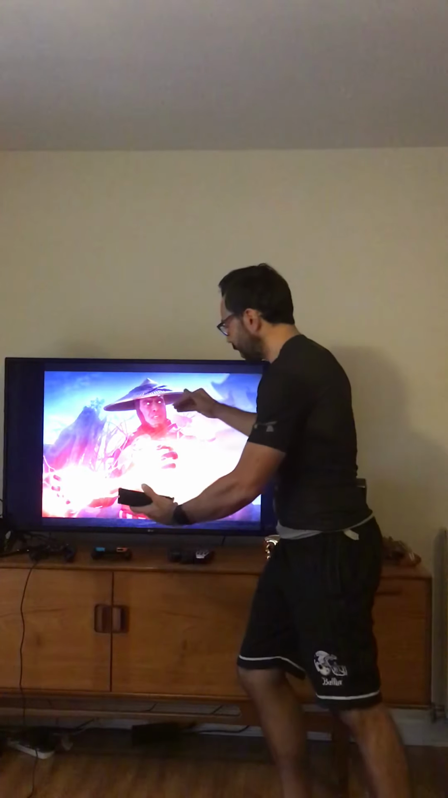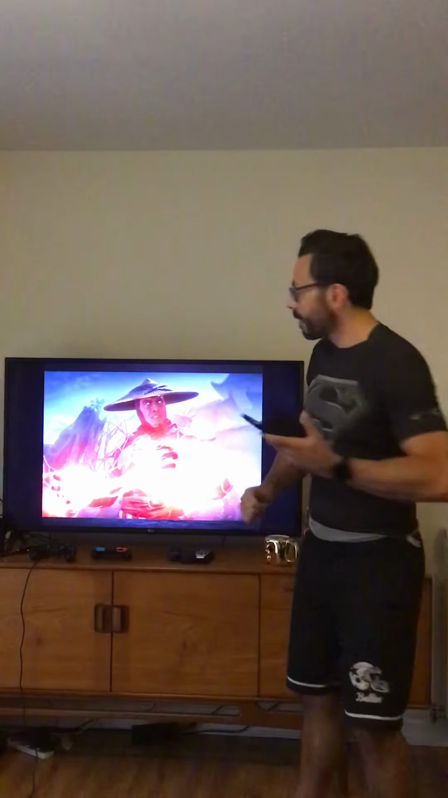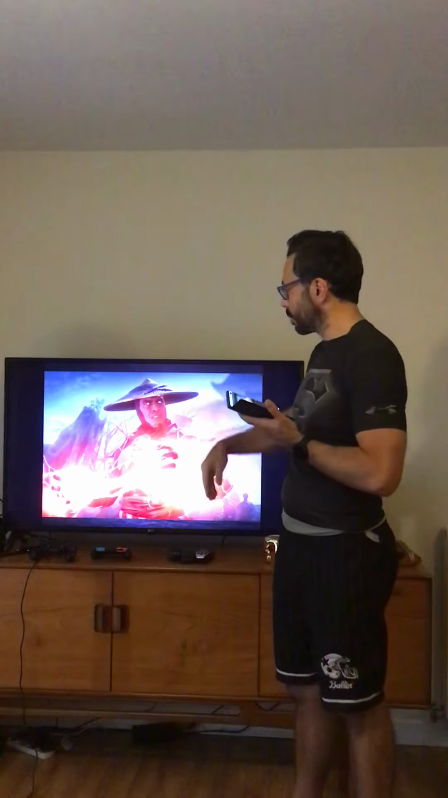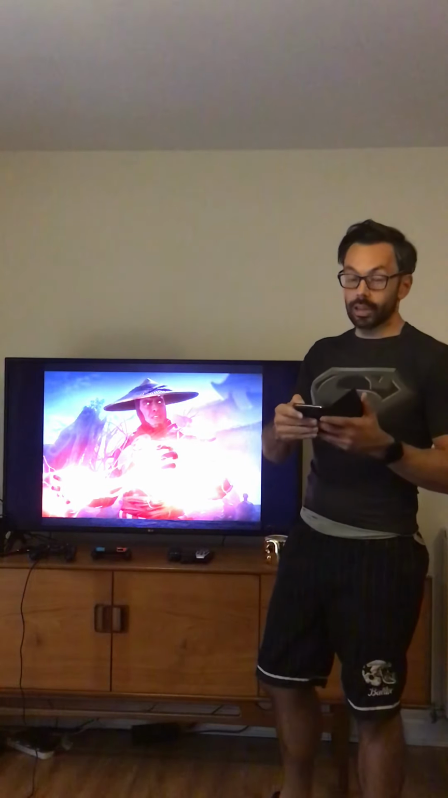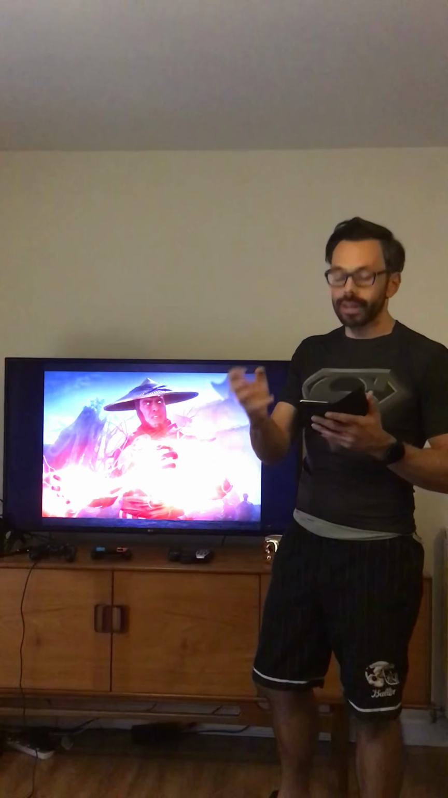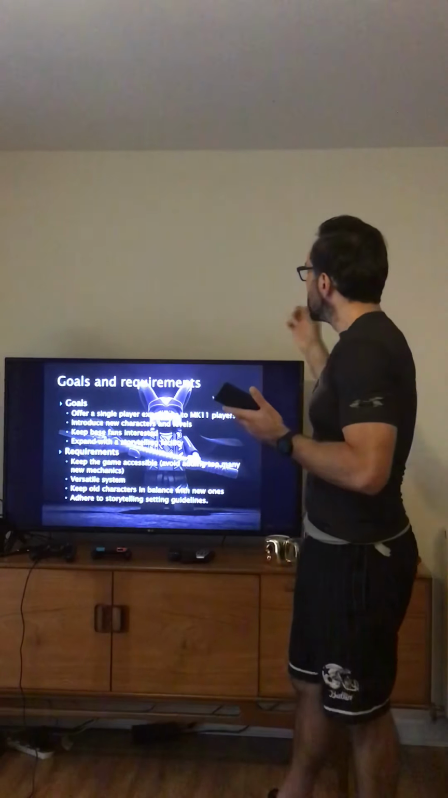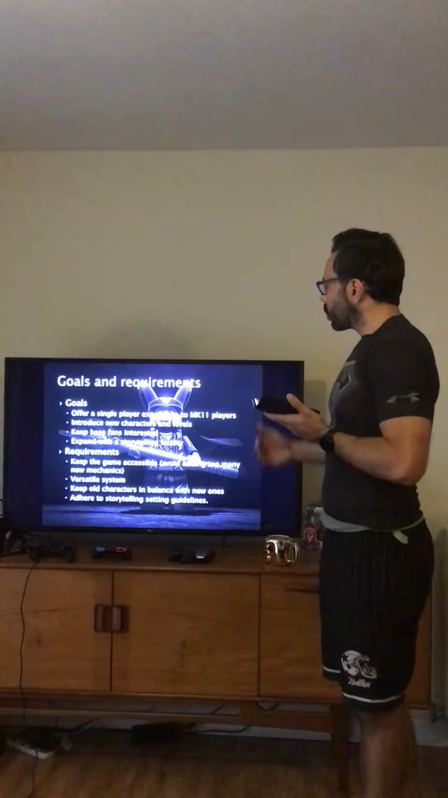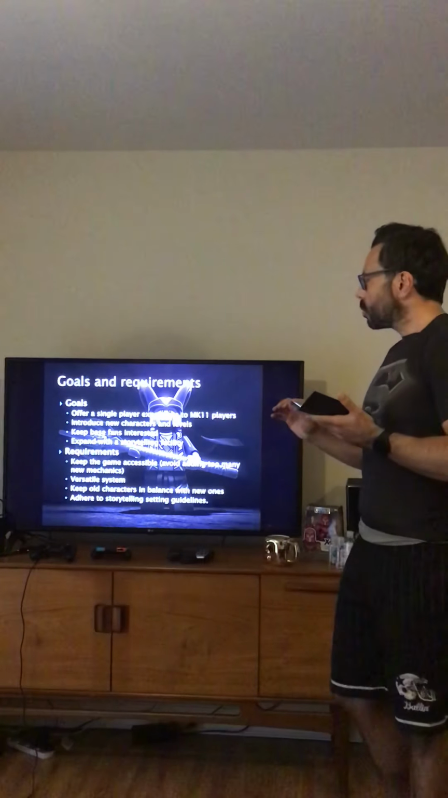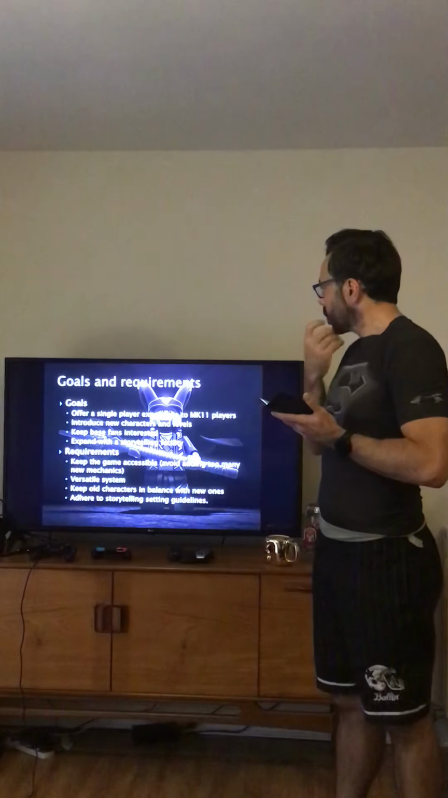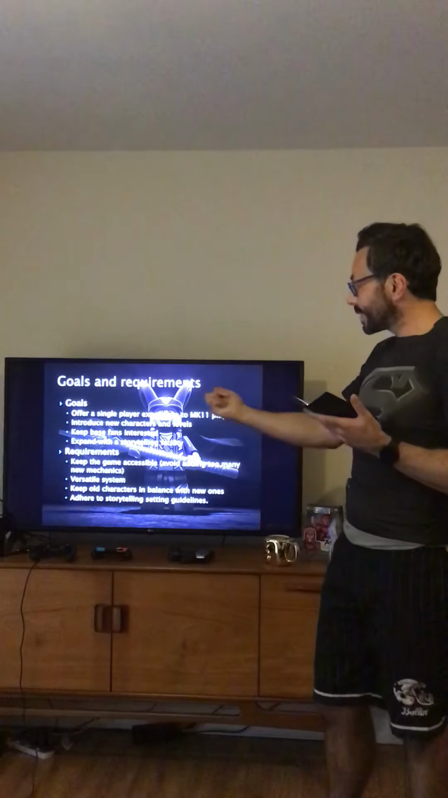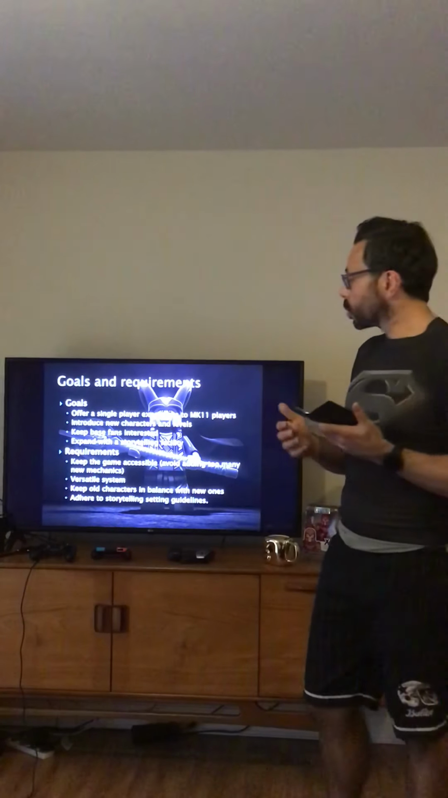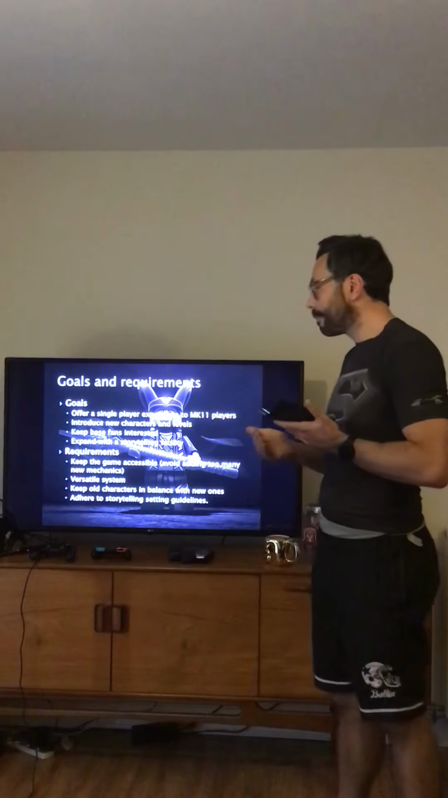If you're looking at the projectile system, once again, that particular piece of functionality in the document, and even the character that is Raiden, he will have his own particular piece of functionality in the document. So everything is described, every little minuscule detail. Goals and requirements. When we're considering the example of Mortal Kombat 11, the goal of that game is to offer a single player experience to a Mortal Kombat 11 player, of course.